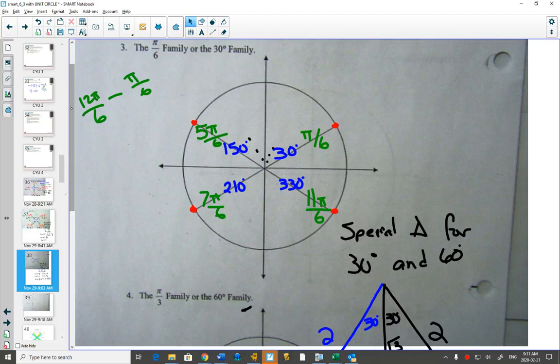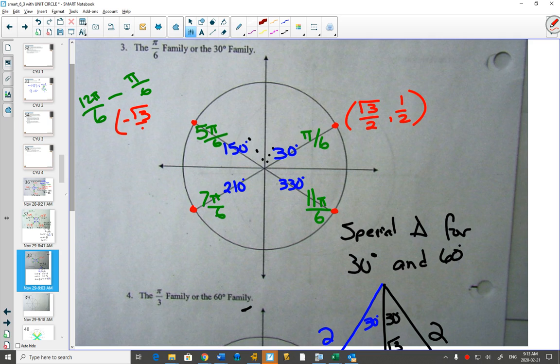Okay, a minute head start for the coordinates, go. How did you do? Root 3 over 2, comma 1/2. Over here, negative root 3 over 2, comma 1/2. Negative root 3 over 2, negative 1/2. And positive root 3 over 2, negative 1/2.